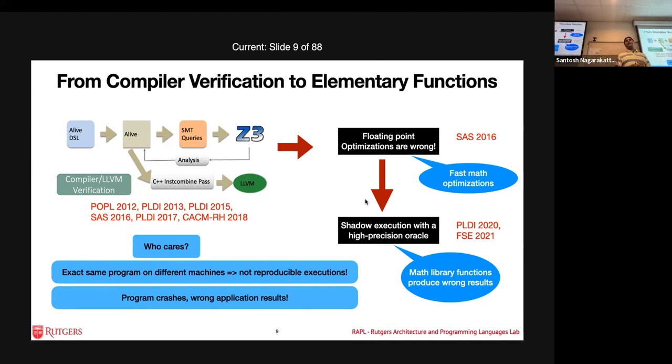And this is where I got excited. Why are these elementary functions producing wrong results? People have put in a large amount of work designing them, right? A body of like 50 years of work. And why are they wrong?